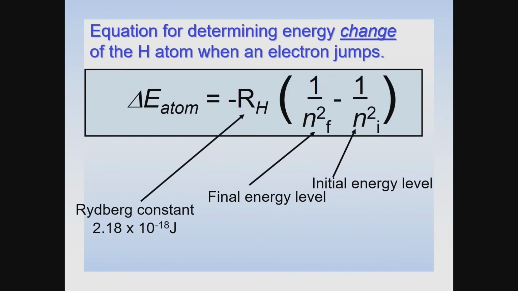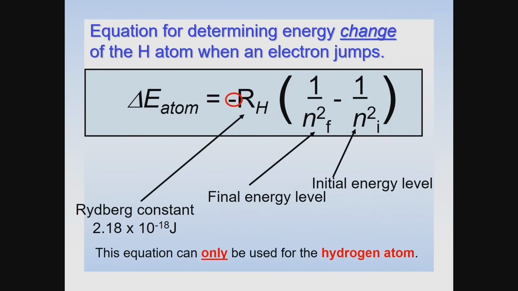When you use this equation, you'll have to note what energy level the electron was at originally, which is the initial energy level, symbolized by Ni, and then what energy level it goes to in the end, which is the final energy level, symbolized by Nf. You'll have to square those, and they'll be part of the denominators of fractions.